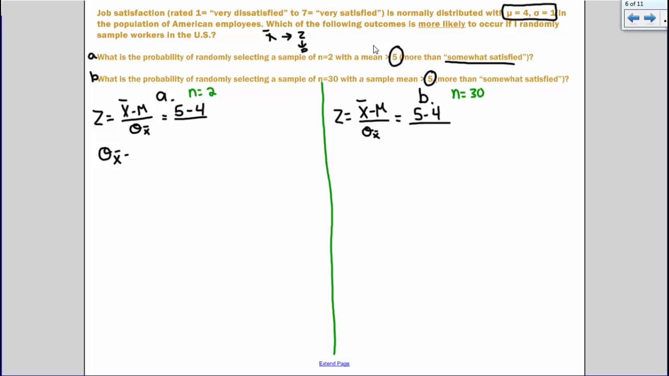So my standard error when I have a sample size of 2 is equal to the standard deviation divided by the square root of n. The standard deviation is equal to 1 divided by the square root of 2 becomes 1 divided by 1.414. And 1 divided by 1.414 gives me 0.707 for my standard error.